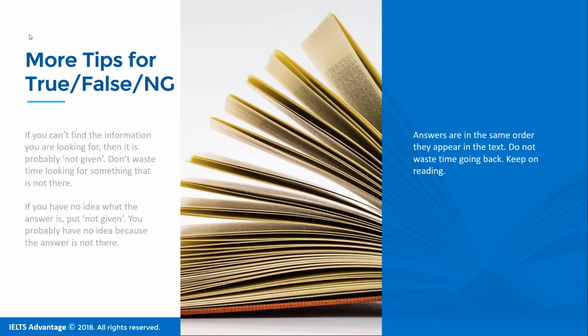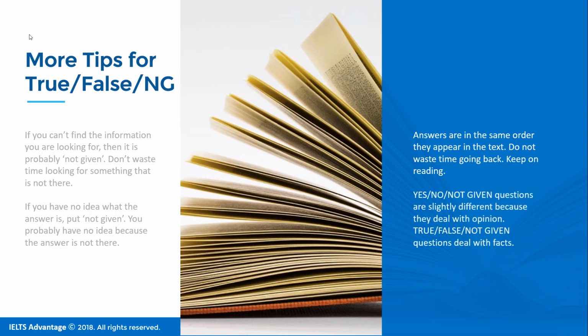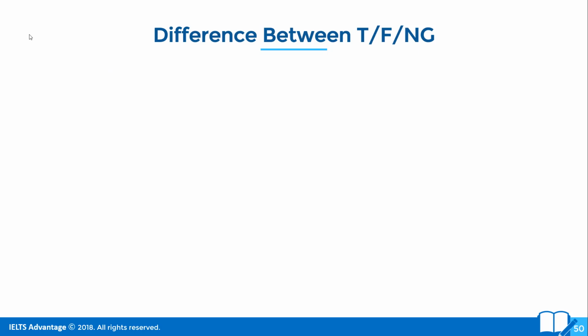Answers are in the same order they appear in the text. Do not waste time going back, keep on reading. And we'll look at how you can use this strategically in a real question. Yes, no, not given questions are slightly different because they deal with opinion. True, false, not given questions deal with facts. So pretty much the same, but slightly different. Same, but different, as they say in Thailand. So let's now look at the difference in more detail.